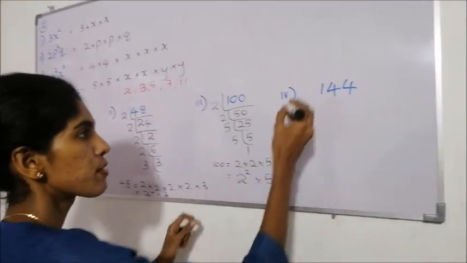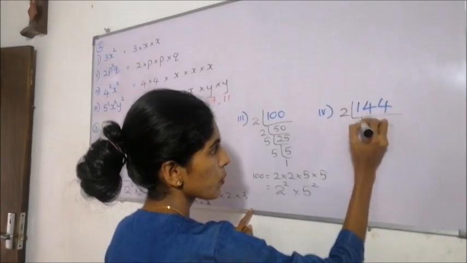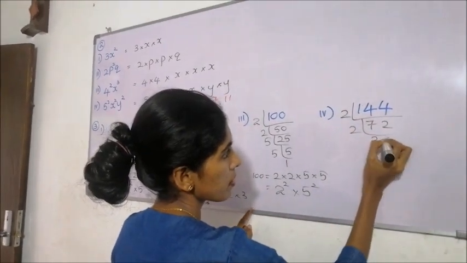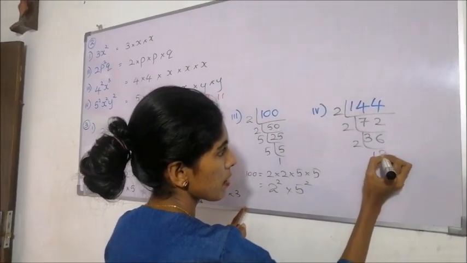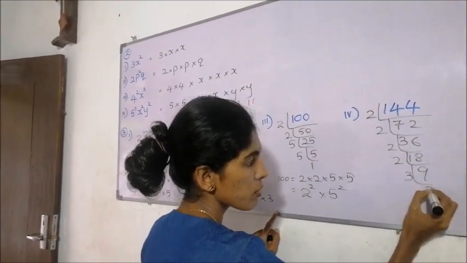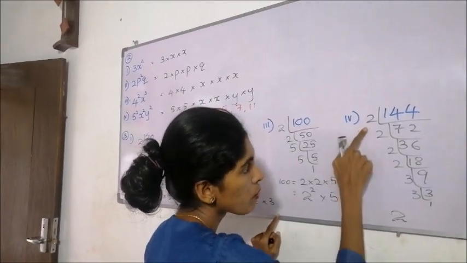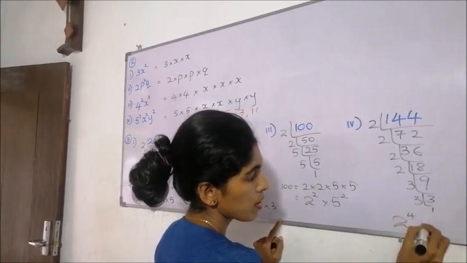Next, 144 by 2, 72, 36, 18, 9, now by 3. So this can be directly, I will write 2 to the power 1, 2, 3, 4 into 3 to the power 2.